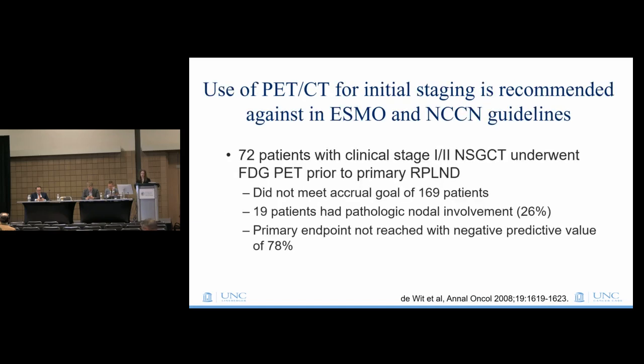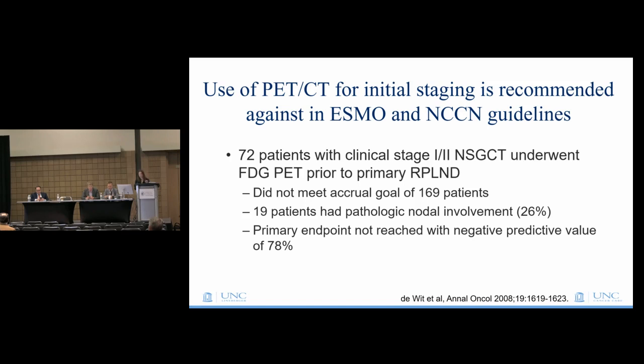So to start out, the bottom line here is that for both seminoma and non-seminoma, in all guidelines, the use of PET-CT for initial staging is not recommended and is particularly recommended against. There's actually a number of different small studies looking at the sensitivity and specificity of PET in the different types of testis cancer. And this is one of the larger studies. I'll just make the comment that pretty much all of the studies that have been done have been using FDG as the tracer.